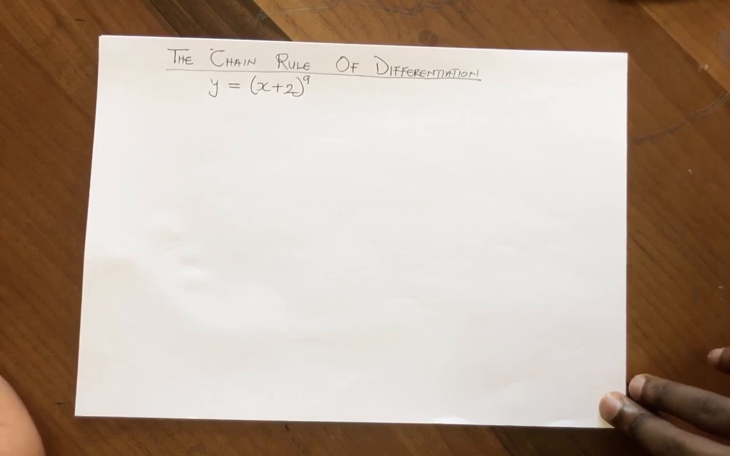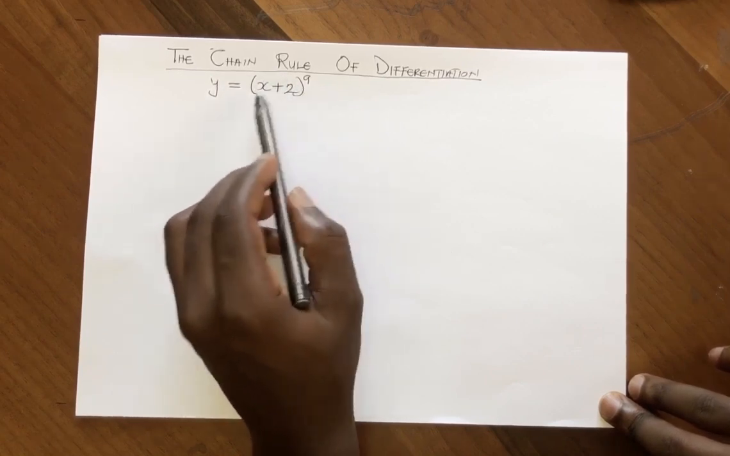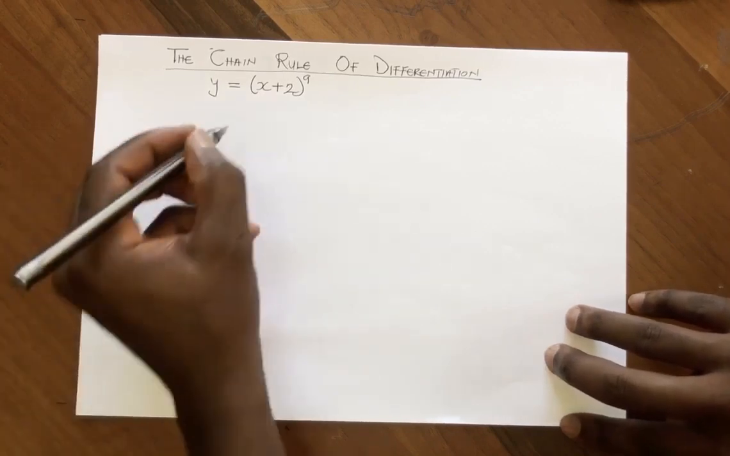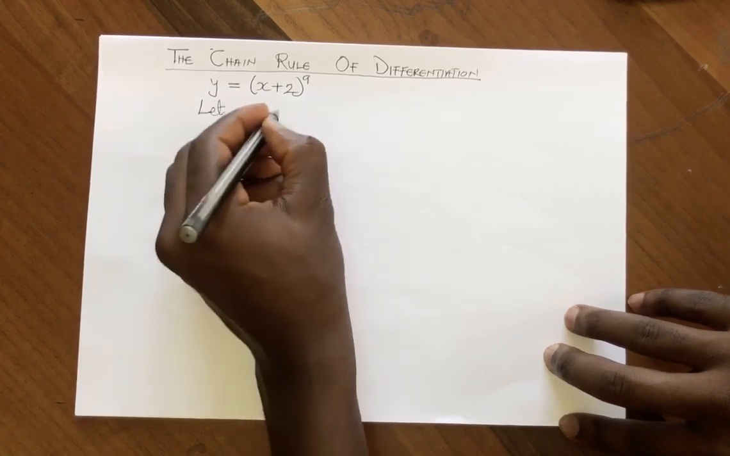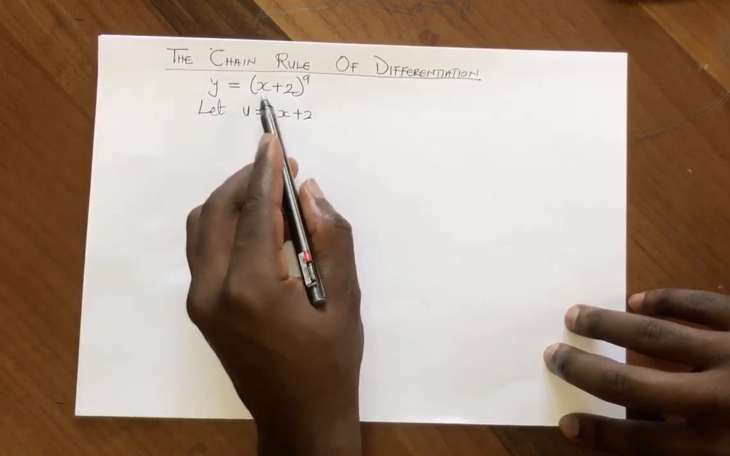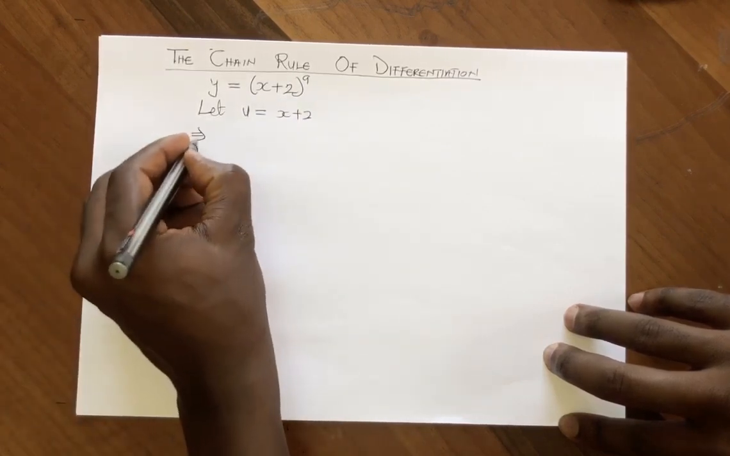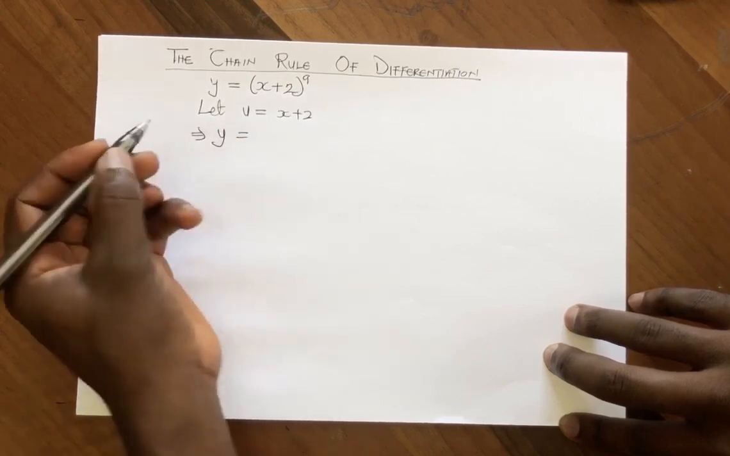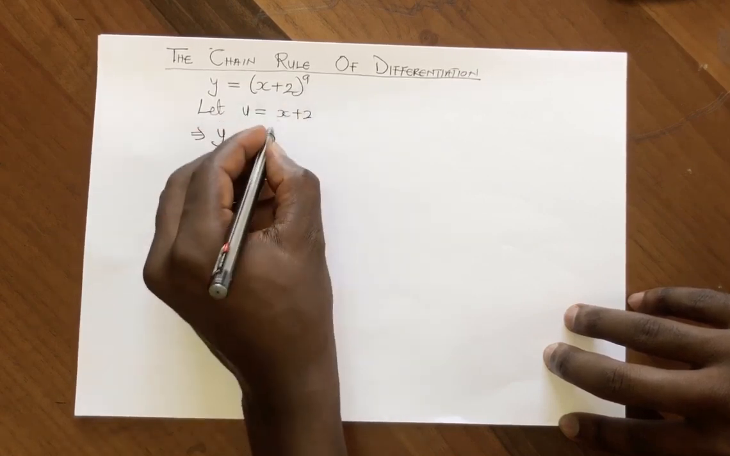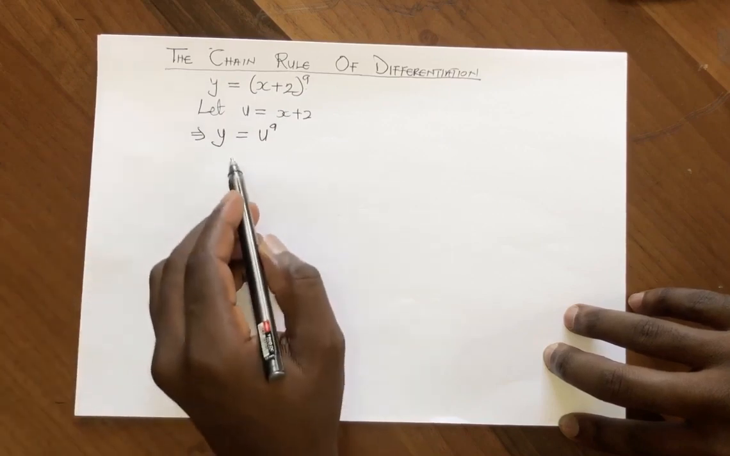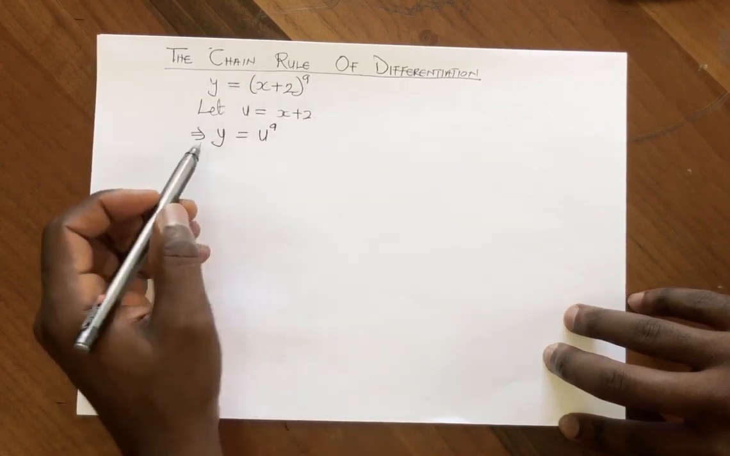What is the chain rule saying? The chain rule is saying that you represent the inner bracket by a letter. Any variable will do. So let u be equal to x + 2, the inner bracket, which would imply that your y is now the inner bracket, which is u, raised to the power 9. All right, so when you get this, we have a better way of differentiating called the chain rule.